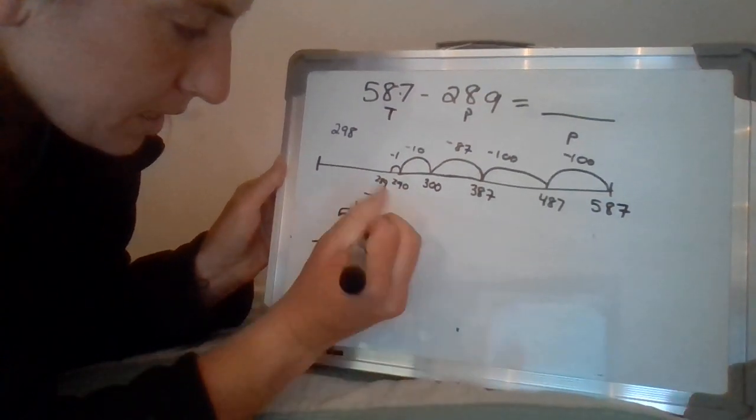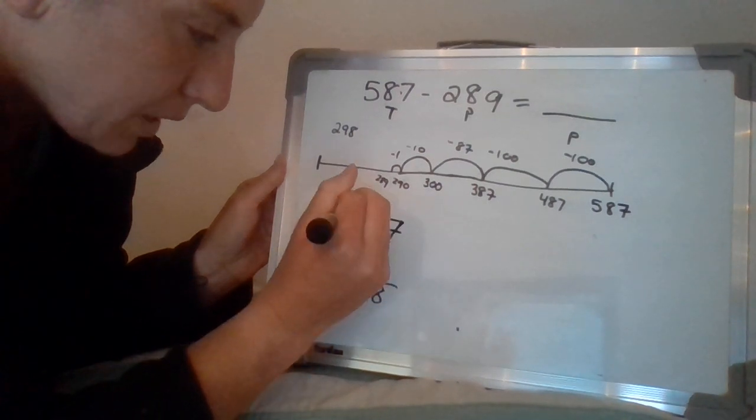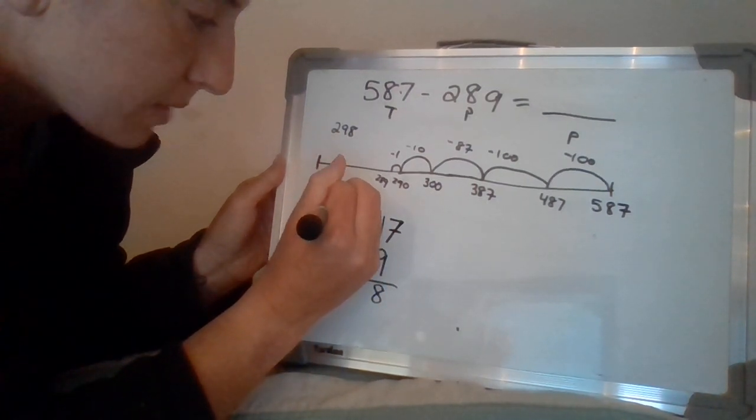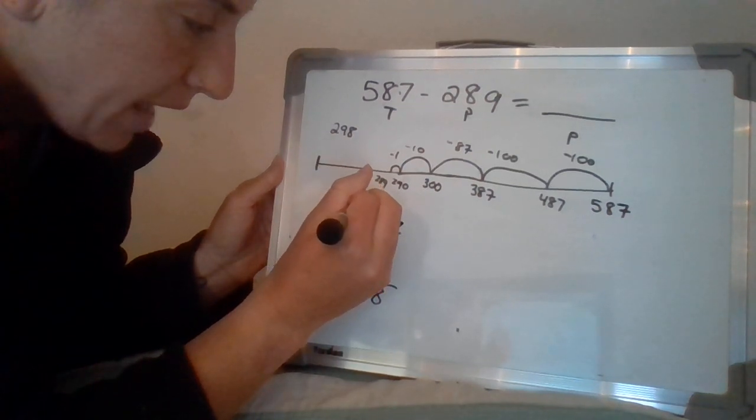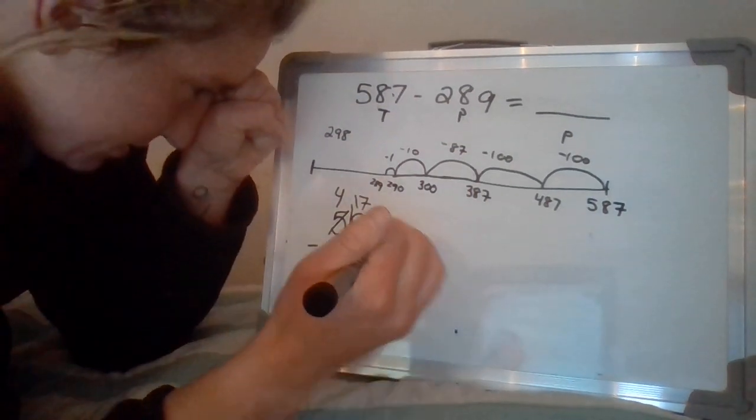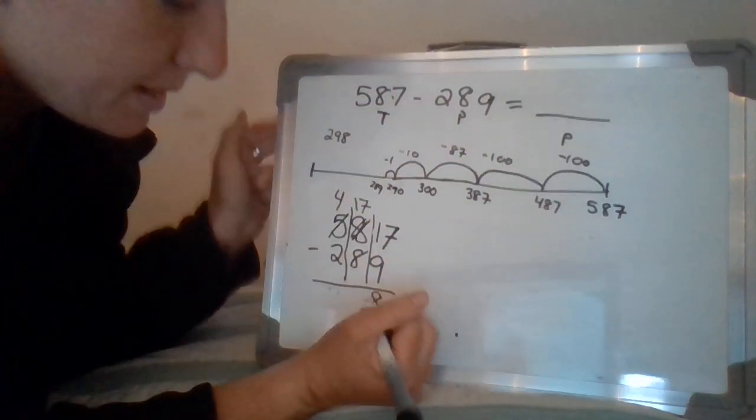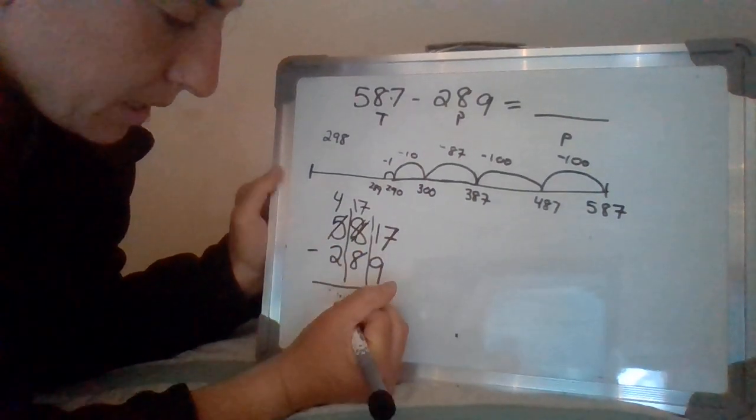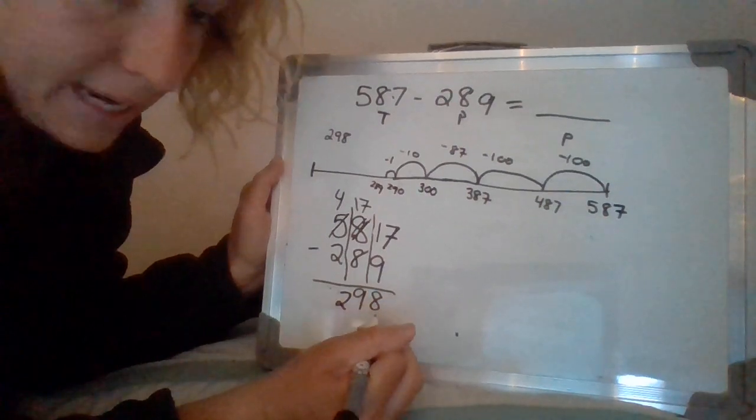Now 7 minus 8. Wait a second, I can't do 7 minus 8. Go next door and get 100 more. If I take away 100 from 5, I have 400s. And then I add 10 tens here. 17 minus 8 again. 17, 16, 15, 14, 13, 12, 11, 10, 9. And then 4 minus 2 is 2. Getting the same answer of 298.